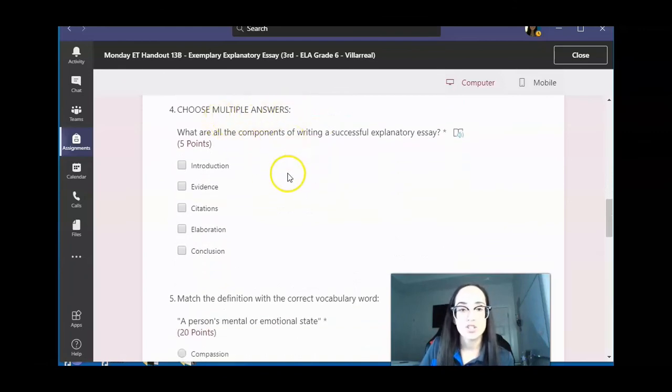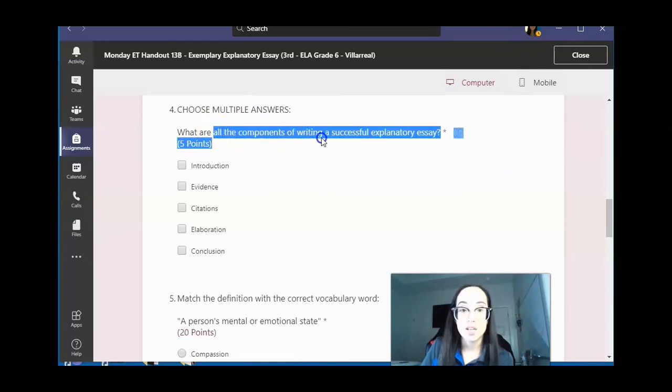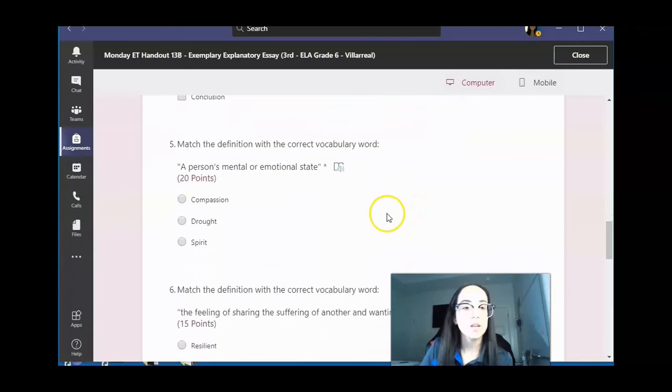Choose multiple answers. That means that we have another multiple choice question, but it's going to have multiple answers, meaning more than one answer. What are all the components of successfully writing an explanatory essay? All of the components. Everything that we need to include in an explanatory essay. What are they? Okay? So I'm not going to tell you the answer to that, but it is worth 5 points. If you need to go back and watch the video again, they are mentioned in the earlier parts of the video.